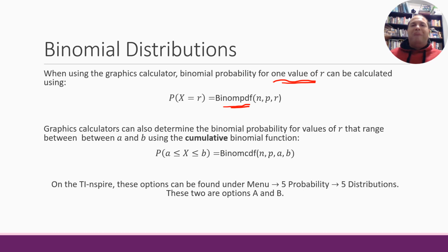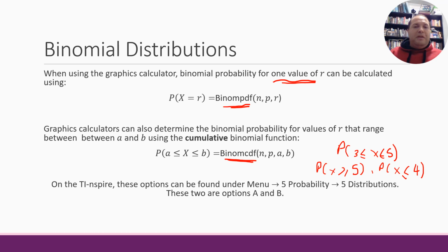If we're looking for a range of values of r, for example the probability of getting between 3 and 5 successes, or the probability of X being greater than 5, or the probability of X being less than or equal to 4, where we have a range of r values we want to add up over some interval, this is where we'd use the binomial CDF function.